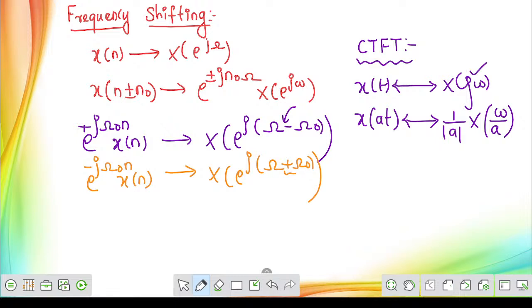Forget about j. I told you j will be there. Sometimes people write j, sometimes they do not. You just focus on the property. Is this correct or not? This is what I wrote when I was discussing the continuous time Fourier transform. Of course, the same property is valid here also. How will it be written? It will lie in the power of e. That's it.